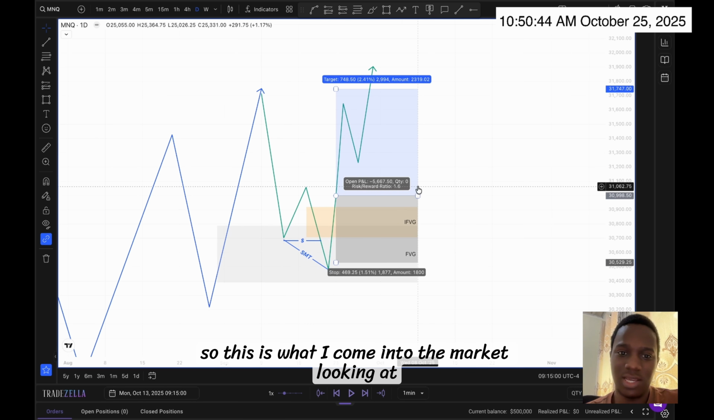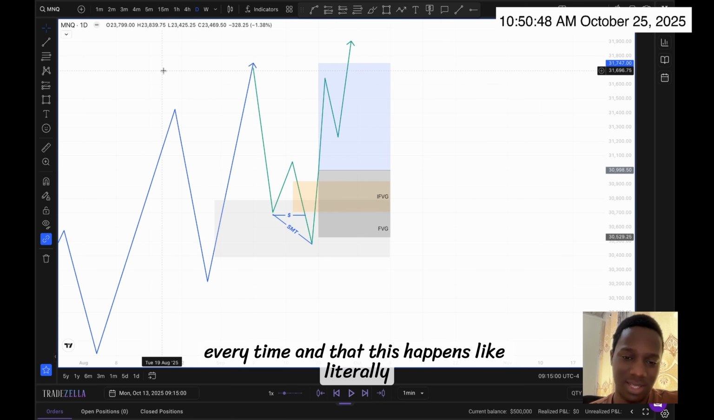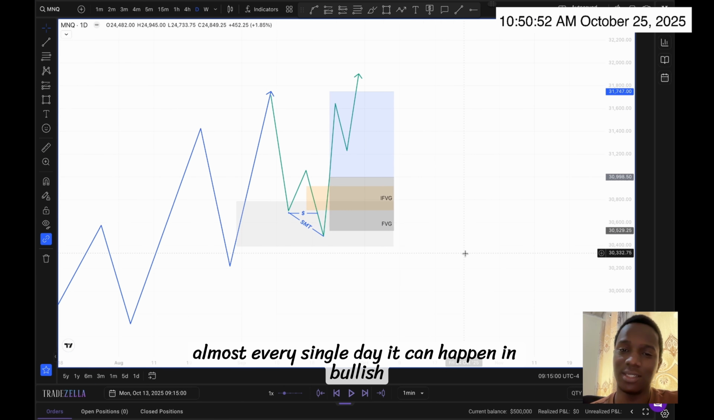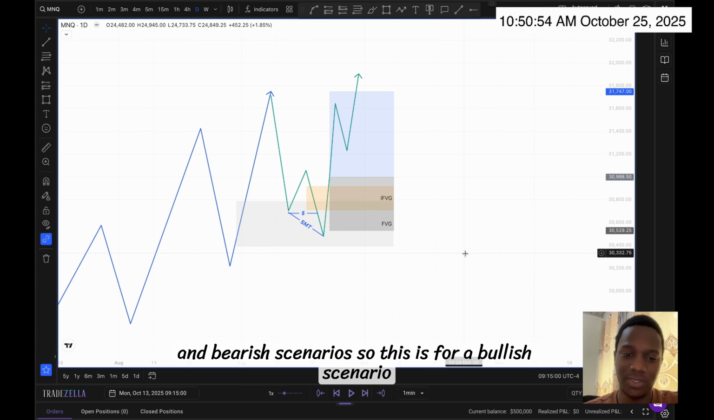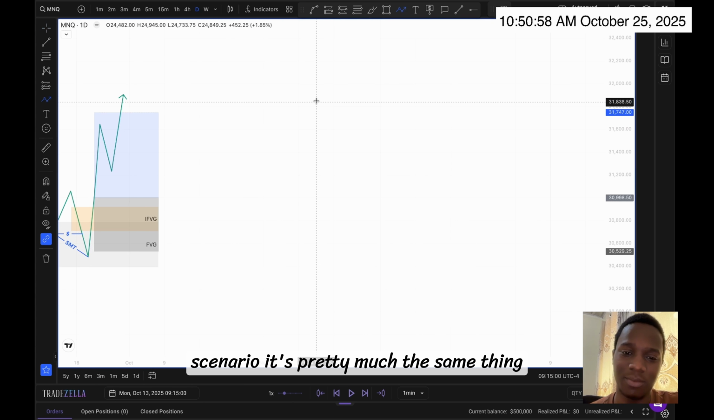So this is what I come into the market looking at every time, and this happens like literally almost every single day. It can happen in bullish scenarios and bearish scenarios. So this is for a bullish scenario. Now for a bearish scenario, it's pretty much the same thing.